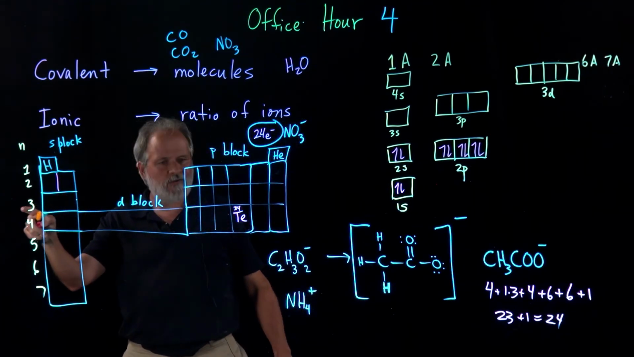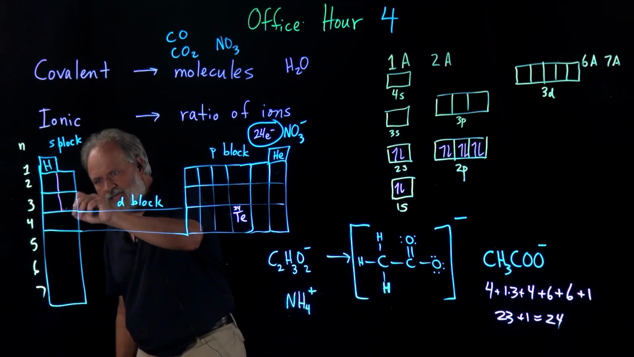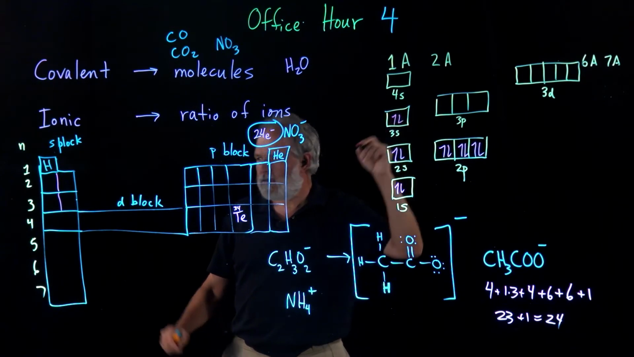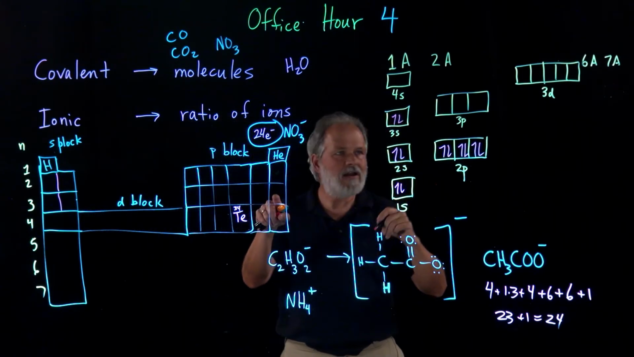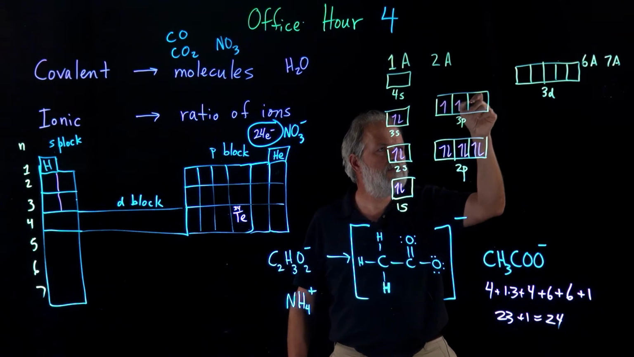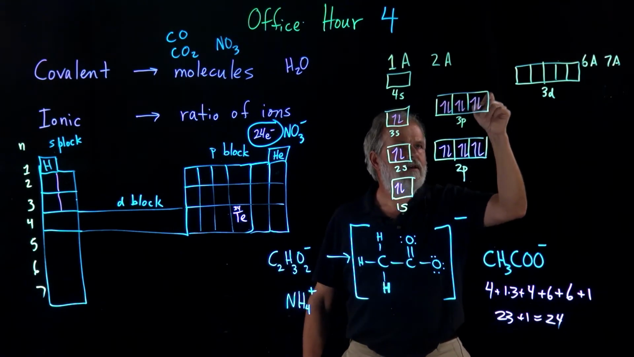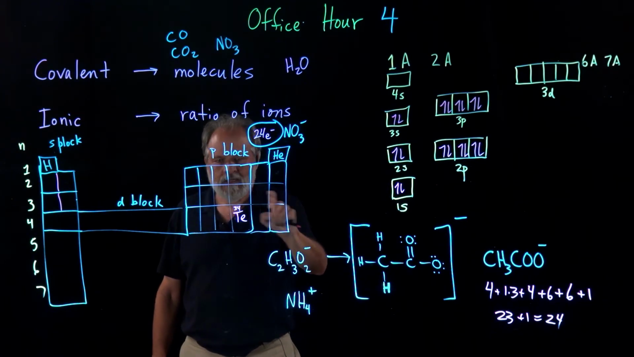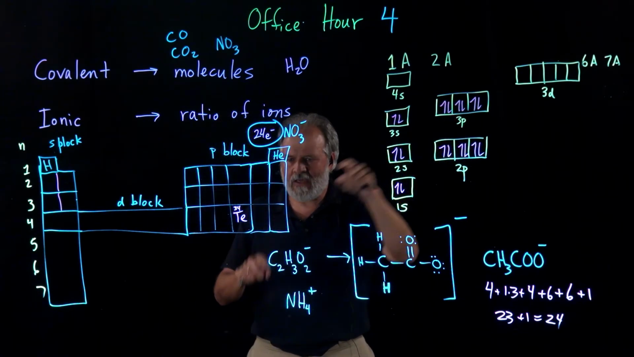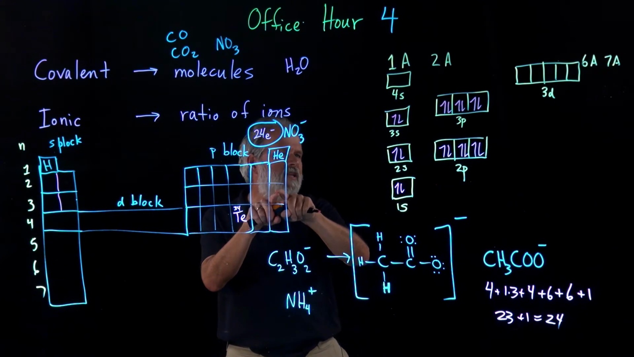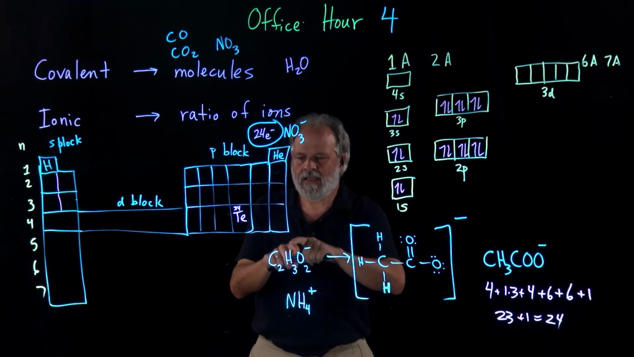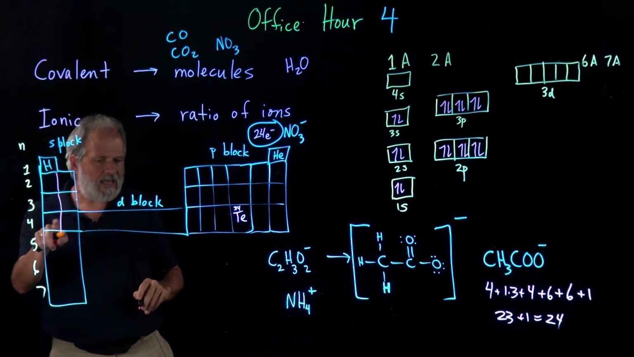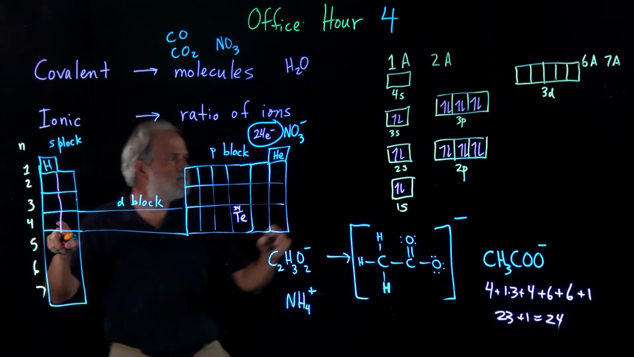Now I've got 24 more to go. So next we go to row 3, which starts out in the S block. That's how I know the 3s is next, and the 3p block comes next. 1, 2, 3, 4. So that's 8 more. That's 18. Now we filled the 3p, and now we have the same as argon. Next row, what's here? Potassium and so on. So this is the 4s.